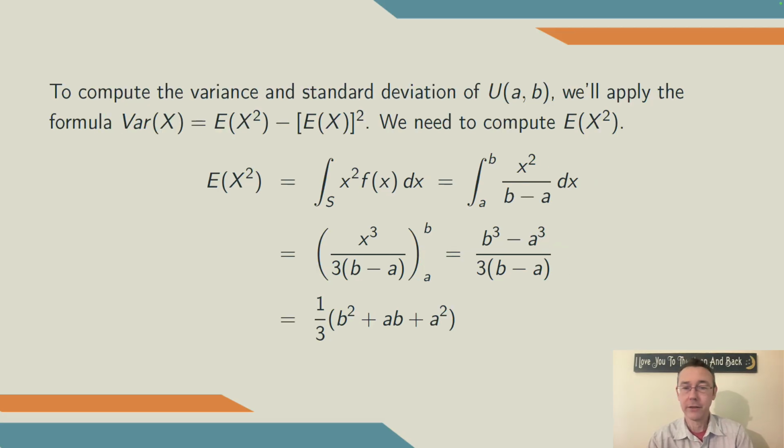To compute variance and standard deviation, we apply the formula that variance is the expected value of x squared minus the expected value of x, quantity squared. So we need to compute the expected value of x squared. Fortunately, that calculation is more or less identical to the calculation for the expected value of x, just with the x in the numerator of the integrand here being replaced with x squared. When we do out all that calculus and arithmetic, we get 1/3 (b squared plus ab plus a squared).